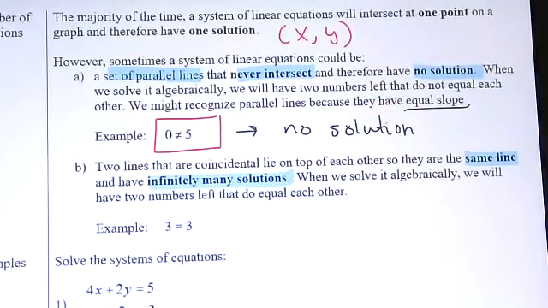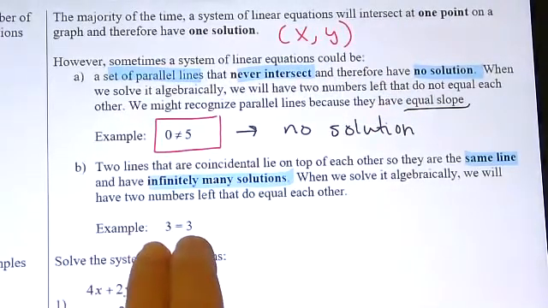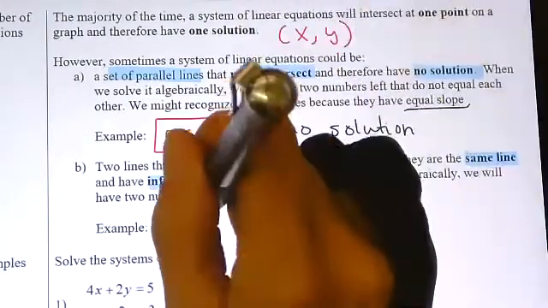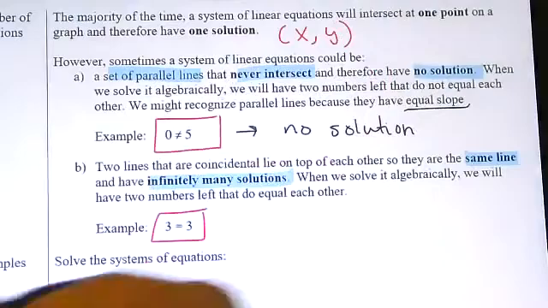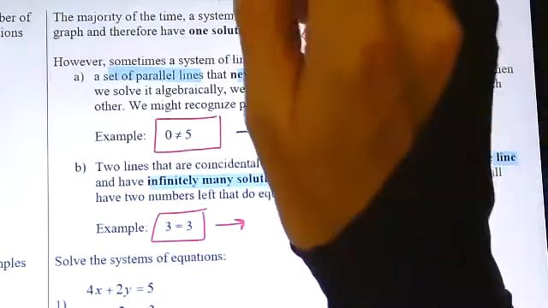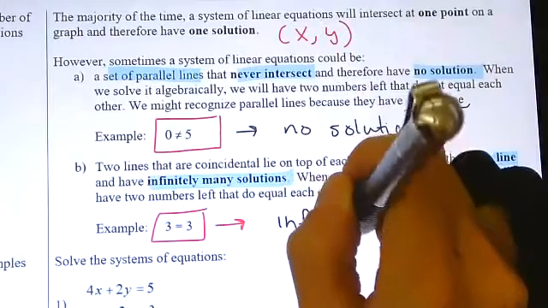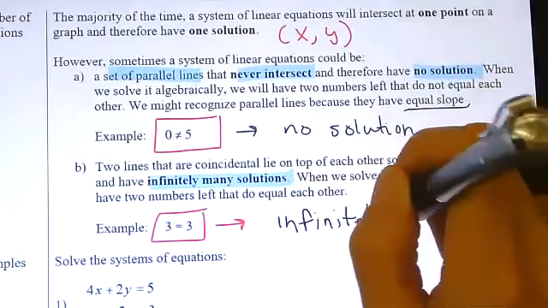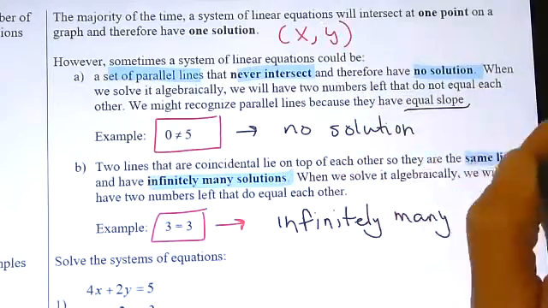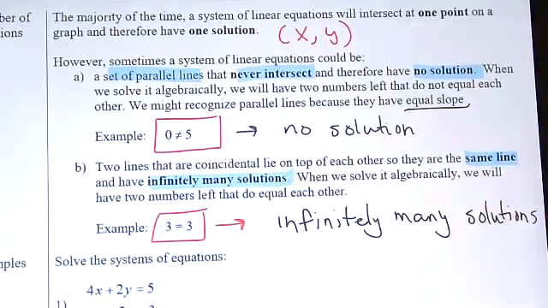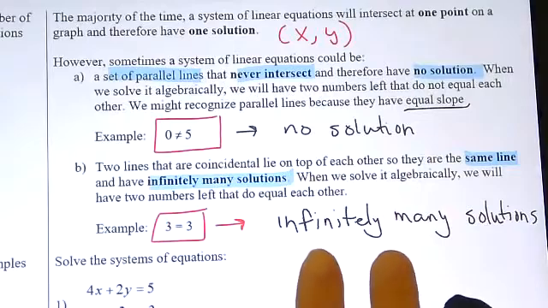What happens when you solve it algebraically? You will have two numbers left, and they will be the same number. These two numbers are equal to each other. So when something like that happens, it doesn't have to be threes, it can be any number, but when that happens, you are going to say infinitely many solutions. Okay, don't say all solutions because it's not all solutions. It's just the solutions on the line, but there are infinitely many.